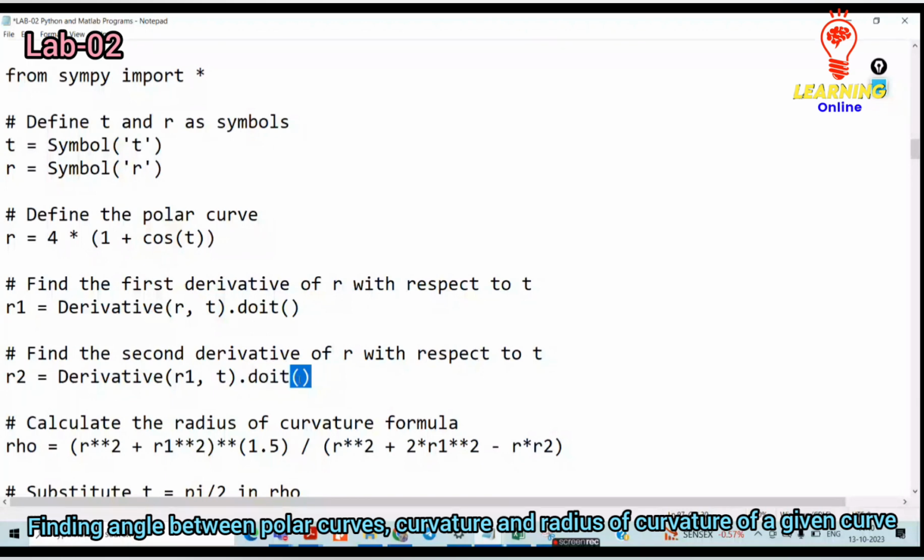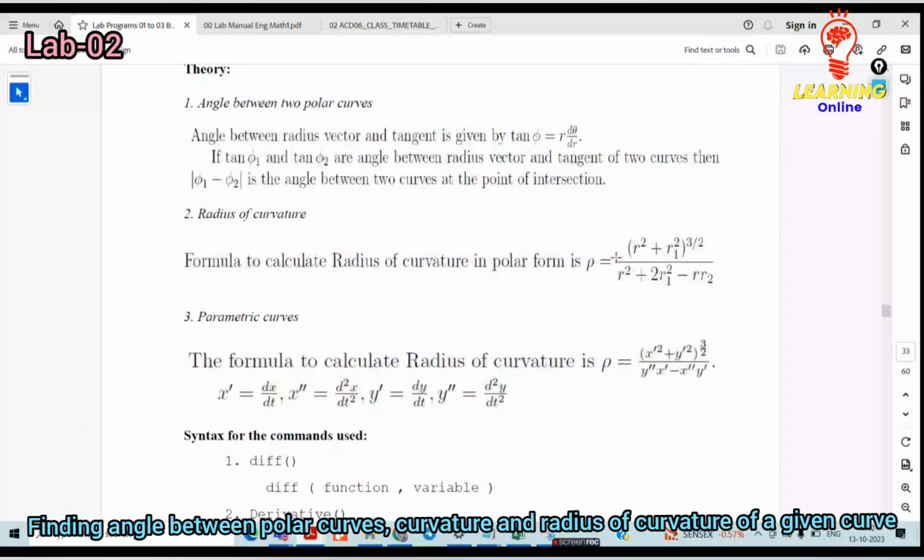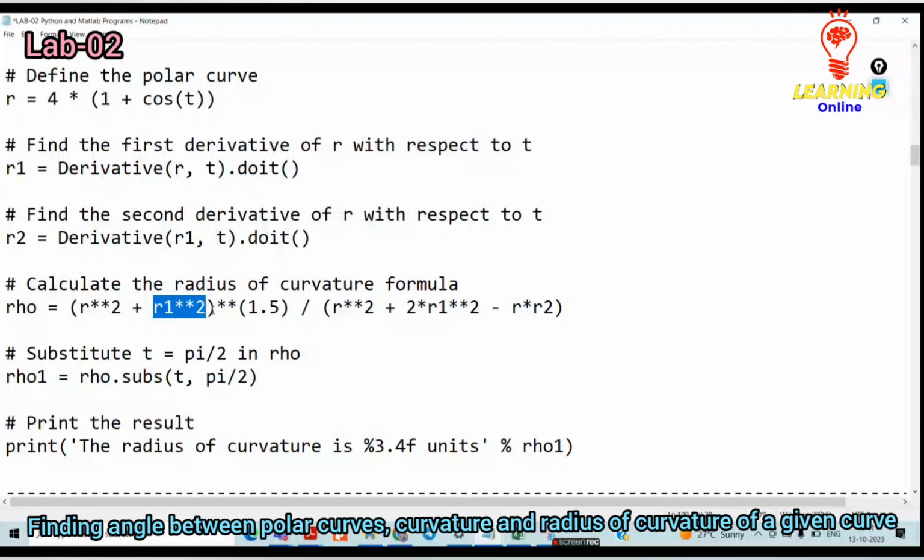Then the calculation. I have already discussed the formula. Here rho is equal to (r square plus r1 square) raised to 3 by 2. 3 by 2 is nothing but 1.5, divided by r square plus 2 r1 square minus r into r2. According to that, the expression we are defining here: r square plus r1 square, raised to 1.5. Double star is the exponent representation. Again, r square plus 2 r1 square minus r into r2.